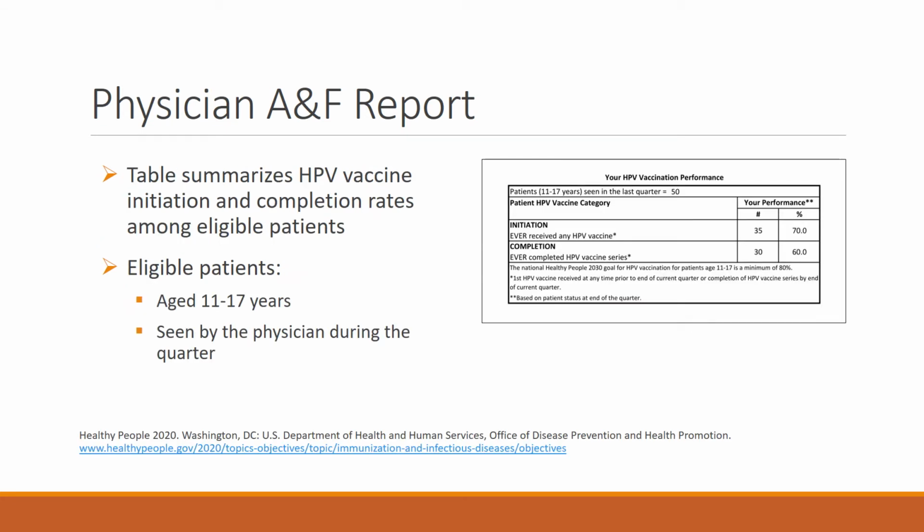The physician performance table at the top summarizes HPV vaccine initiation and completion rates among eligible patients. Patients are eligible if they're between the ages of 11 and 17 and were seen by the physician during the quarter.